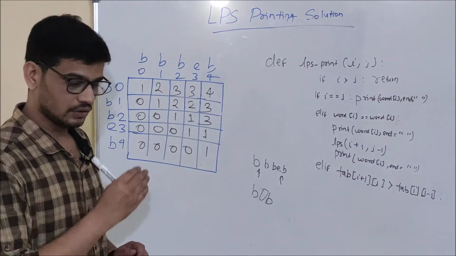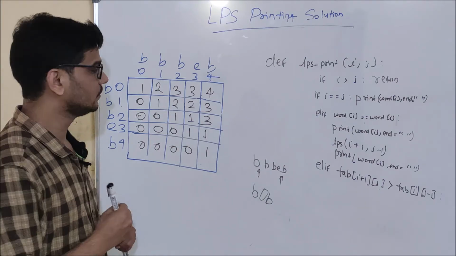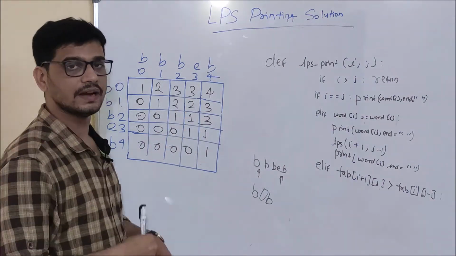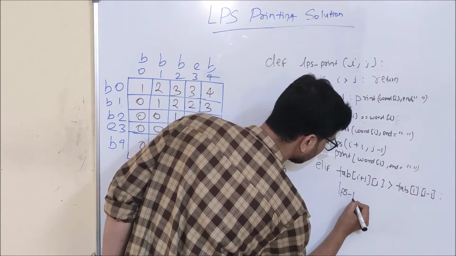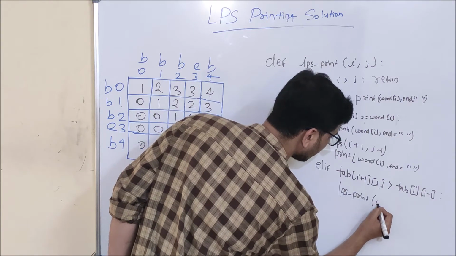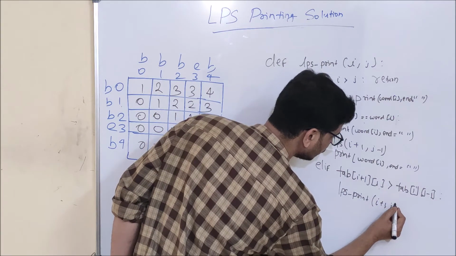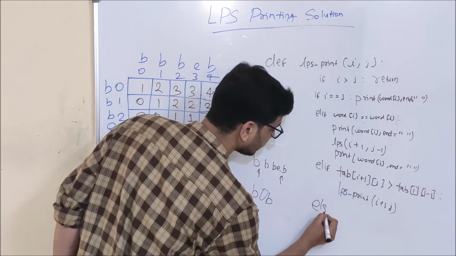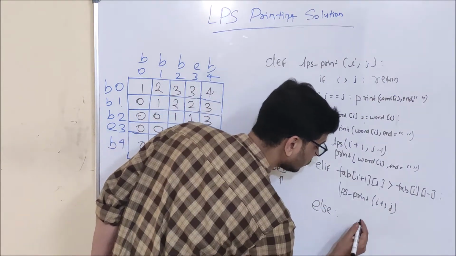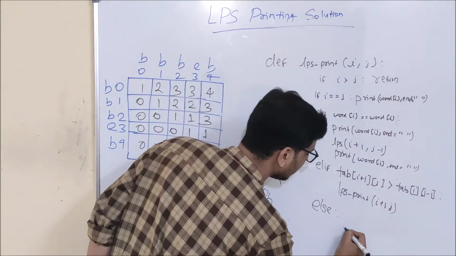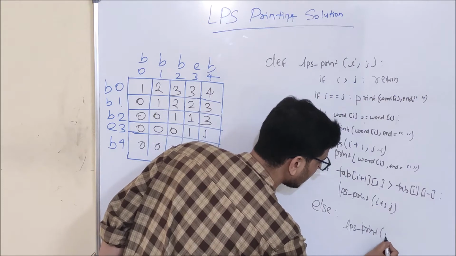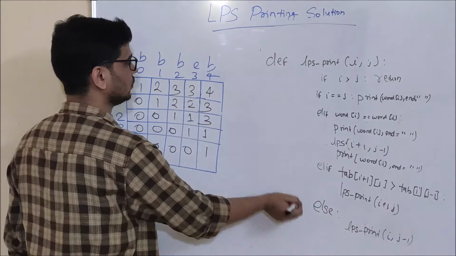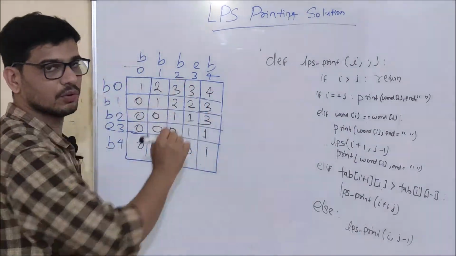If the lower value is greater than the value at the left, then I will move to the lower position and check for the LPS there. That is, I will make a call to LPS print I plus 1, J. And if this is not the case, we will move to the left. That is, we will make a function call to LPS print I, J minus 1. Let's see how this code will execute for this particular word given this bottom up table.